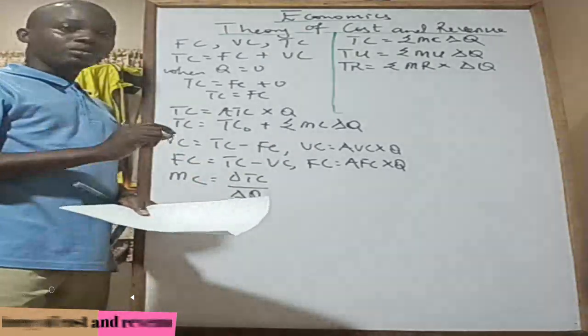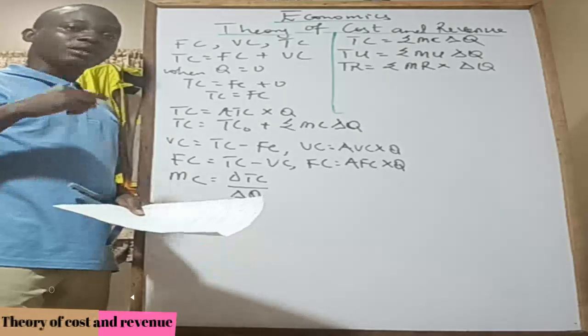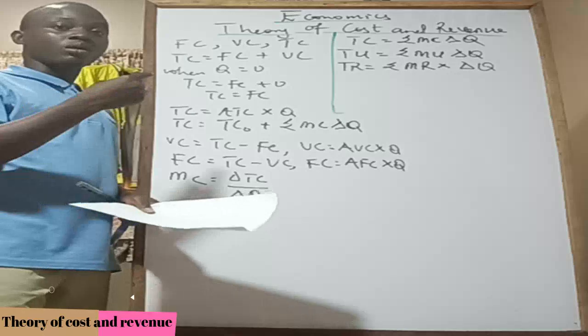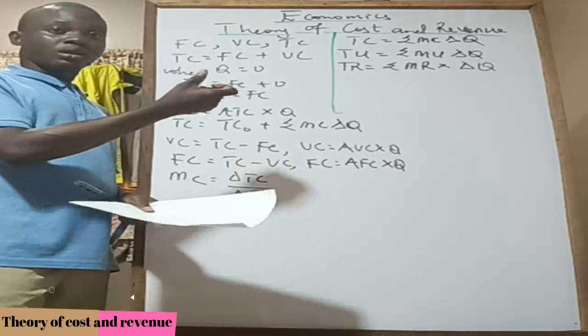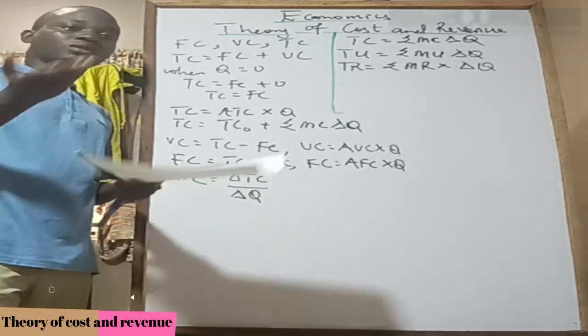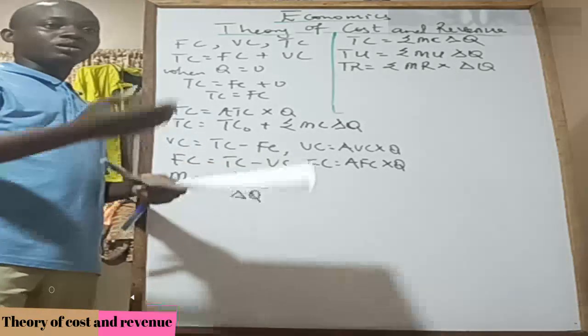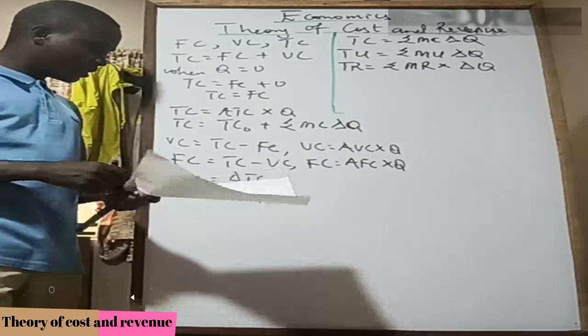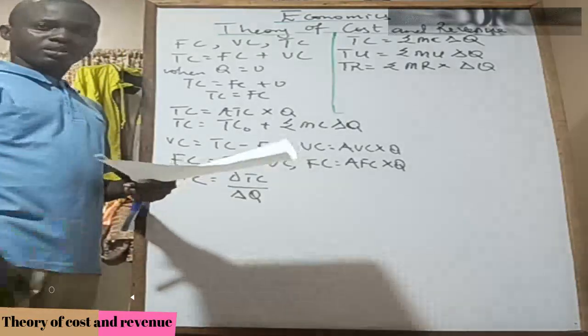So why do we do that? Because when output is zero, a business is still incurring fixed cost. So the fixed cost of the business is equal at that point to the total cost, right? We can't use the other formula because when Q is zero, TC is not zero. So you just need to add the initial cost, which is TC naught. But I think I would prefer it being FC henceforth, it just makes things sweeter.